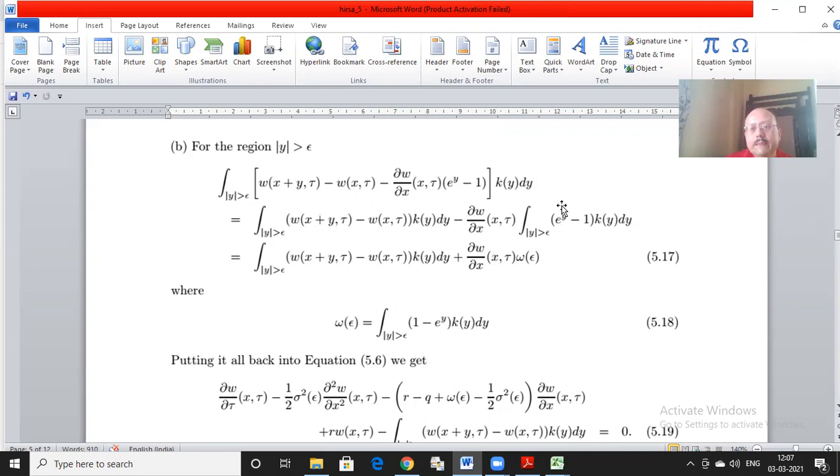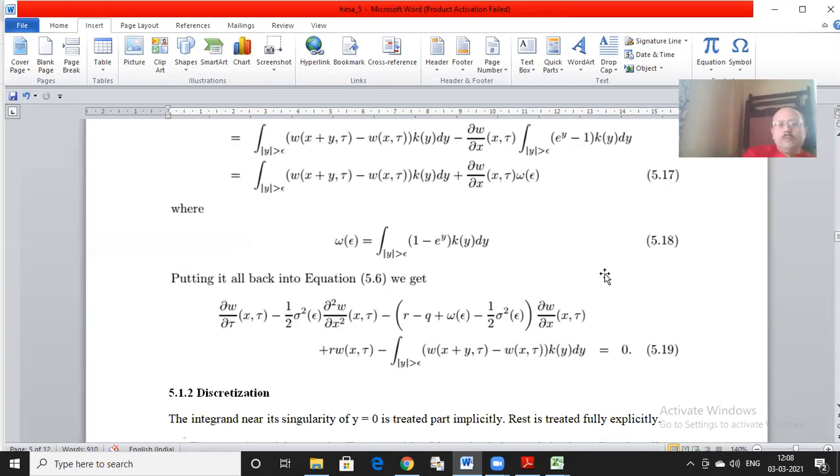And if I define this integral as omega epsilon, then I can simply write 5.17 as this one integral in the difference of w plus del w del x into this omega epsilon term, where omega epsilon is this integral. Of course, evaluating omega epsilon will have its own challenge because this is also an improper integral. But given that the functional form is known, this can be done fairly precisely in numerical form. But the other part we have to handle properly, this difference.